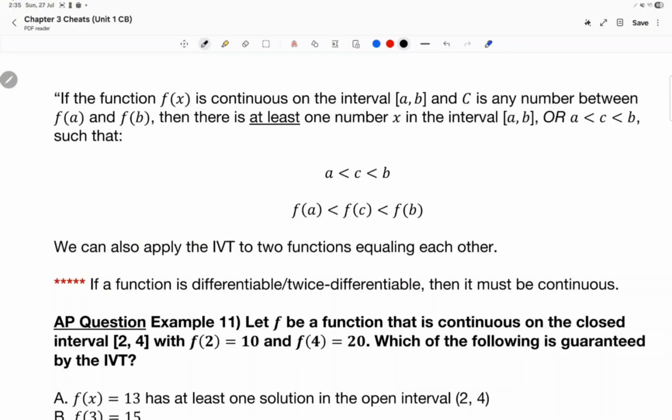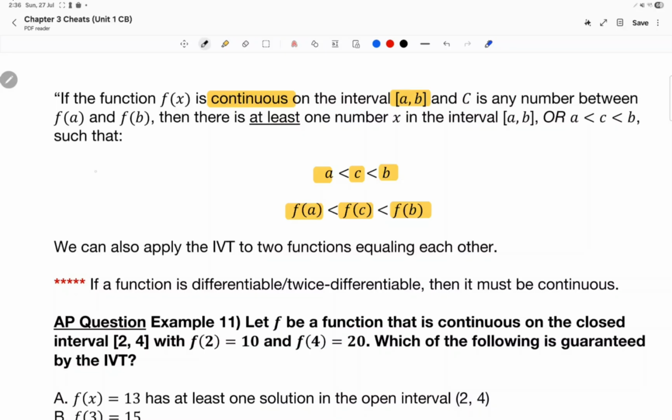So here it is. The function is continuous on a closed interval. Using those square brackets means we have a closed interval. Now, there is a number, which is c, okay, between f of a and f of b. Okay, so a is less than c, is less than b, and f of a is less than f of c and less than f of b. Okay, so what does that mean?